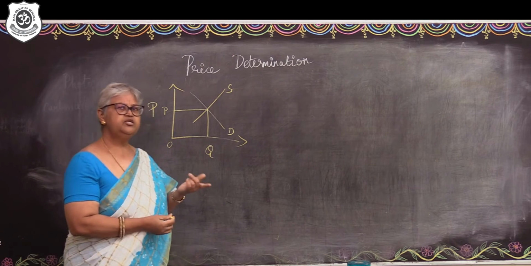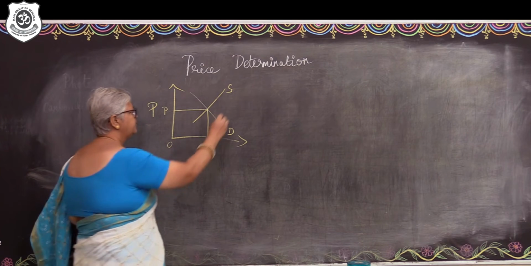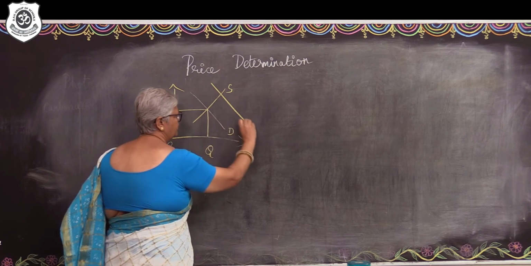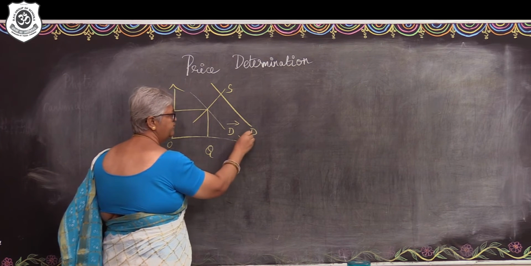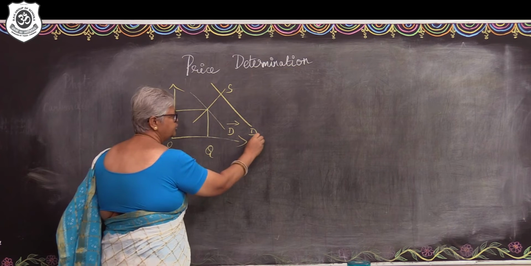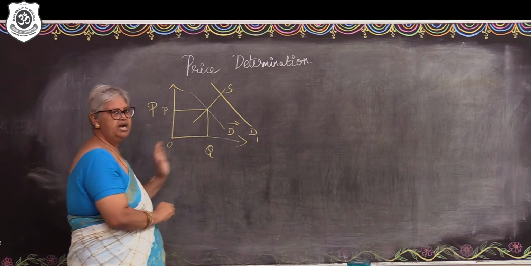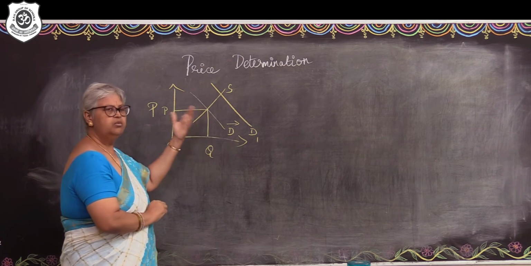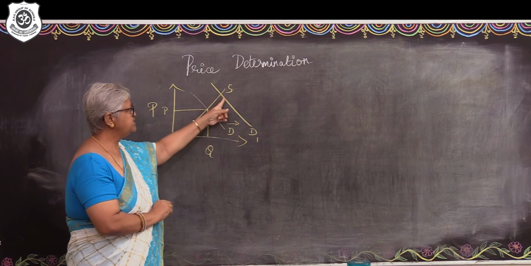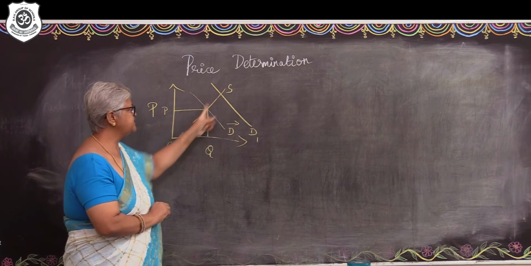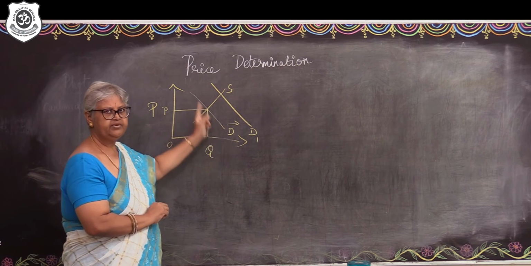When there is an increase in the demand, that would result in a rightward shift in the demand curve. So the demand curve might shift from D to D dash, a rightward shift in the demand curve, right? What is happening at this new demand curve? Supply is over here. This is the supply curve and the original demand curve is D, right?